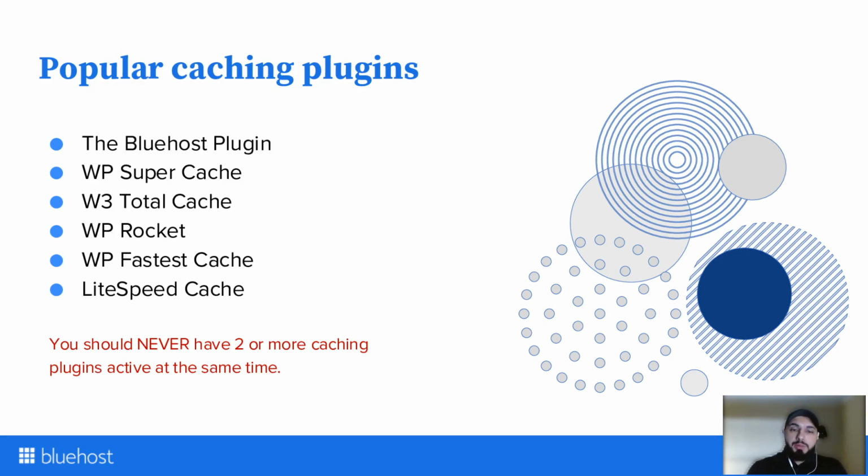So, popular caching plugins. It's a very similar list to the performance plugins. They basically do both. But we also have the Bluehost plugin. The Bluehost plugin that gets installed on your website when you sign up for a Bluehost account actually has some level of caching configured in it. But again, the same list as performance plugins: WP Super Cache, WP Total Cache, WP Rocket, WP Fastest Cache, and LiteSpeed Cache. And again, you should never have two or more caching plugins active at the same time.